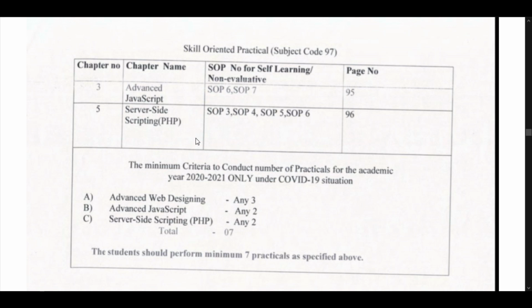And out of the SOPs that you need to solve for your journals to be given in and the practicals you need to conduct, it would actually be 3 for our chapter 1, 2 for our chapter 3 and 2 for our chapter number 5. That gives us: the student should perform a minimum of 7 practicals as specified above. So I'll just take you to the SOP part of our textbook, and I'll let you guys mark which are easier to solve and which do not need to be solved and have been removed from the portion.